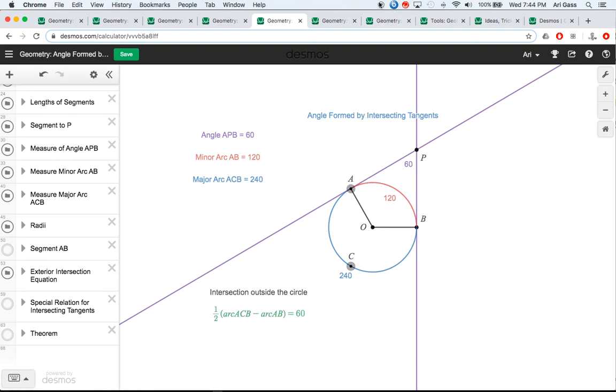So that's it for this video. In the next video, I'm going to summarize all of these angle and circle measures all together so we have it all in one place.